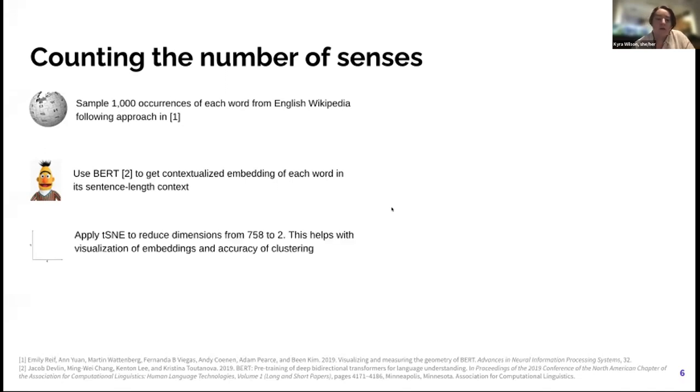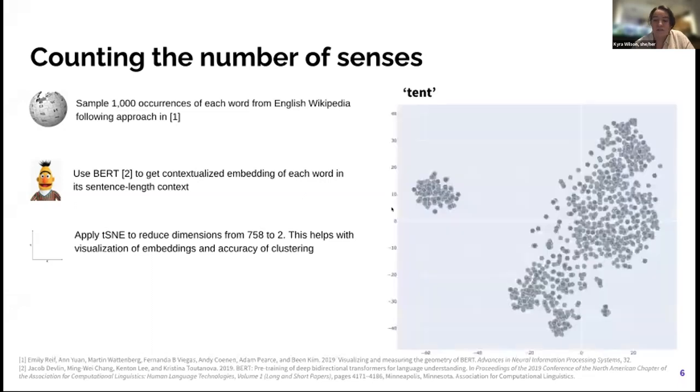Once we had the embeddings, we reduced their dimensions from 768 to 2. With fewer dimensions, we're able to visualize the embeddings in space, as can be seen in this figure here for the word tent. And as you can see in the figure, we're already able to see the emergence of a couple different groupings in space, which correspond to groups of embeddings that are more internally similar to each other and dissimilar from the other groups. So because there's a clear clustering that we're already seeing emerging, we're able to apply a clustering algorithm to count the number of clusters or senses that exist in this vector space.